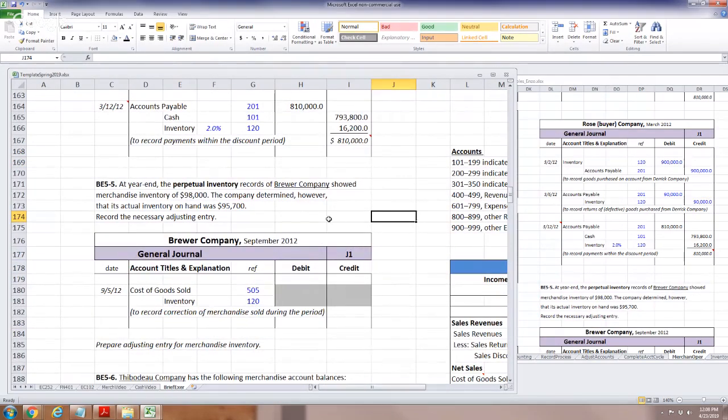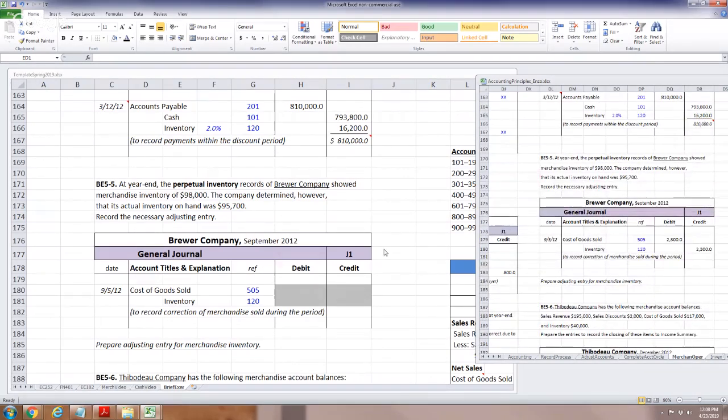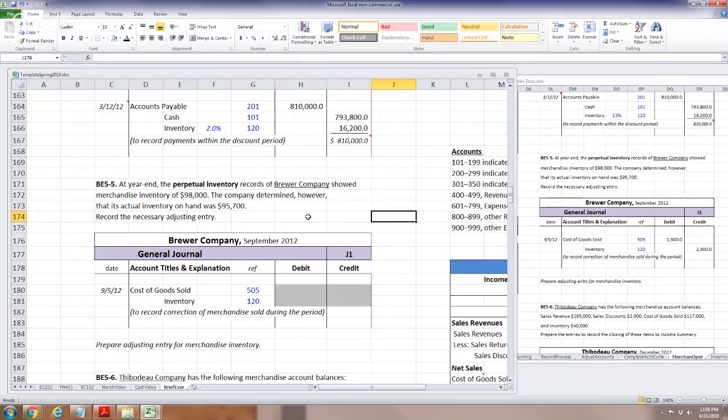All right, number five. Perpetual inventory: a company had merchandise of 90,000. Again, dealing with initial balances can drive you bananas, so always keep that in mind. With this one, the paper records show 98,000 in inventory, and the company determined the actual inventory was 95,700. So you're recording a correction of the merchandise sold. Either you sold more than you thought and there was a mistake, or somebody stole something, something's missing, or you never got it in the first place. Pick one of those reasons. You're reducing by 2,300 to get to 95,700. That's the adjusting entry for merchandise inventory.